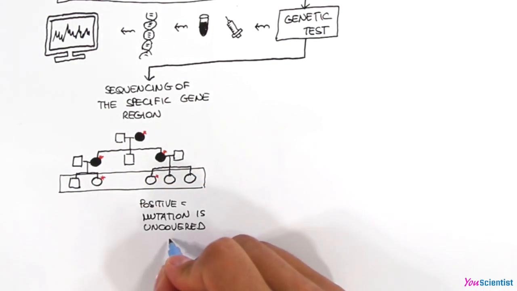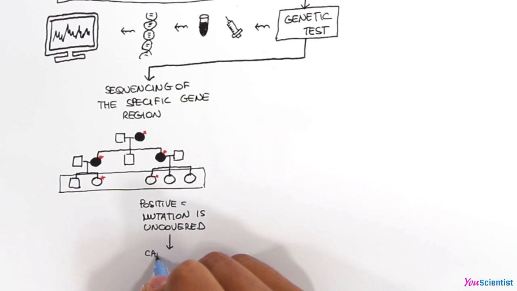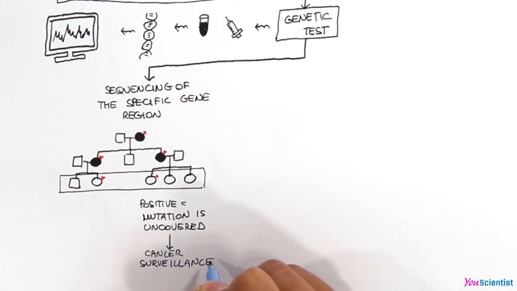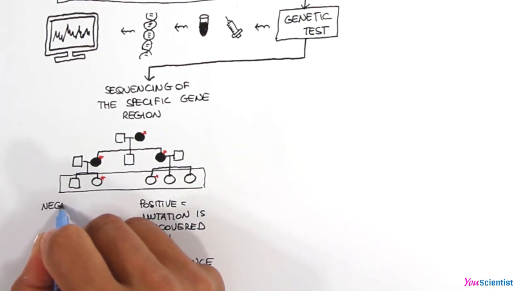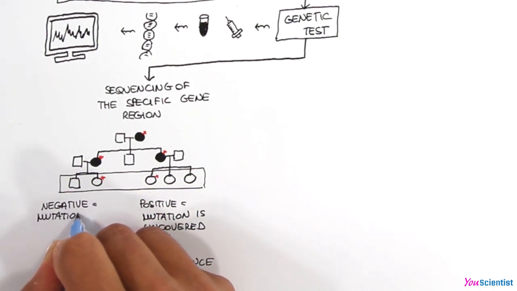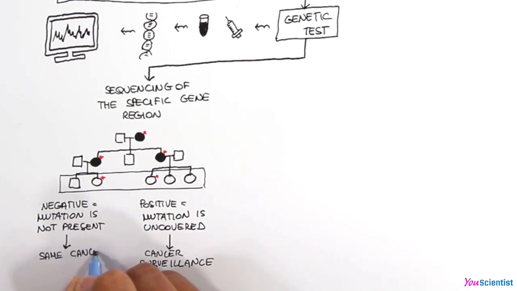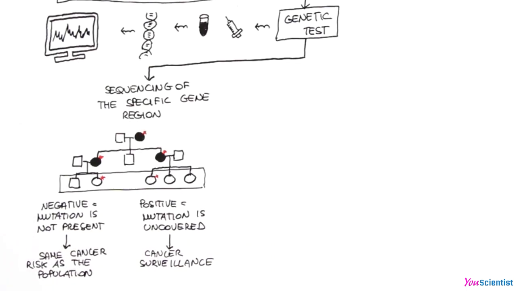Family members positive for a genetic test will enter a specific cancer surveillance program in order to diagnose the potential development of the disease early on. The genetic test is negative if the DNA sequence is normal and the mutation is not present. Family members negative for a genetic test have the same risk of cancer as the general population.